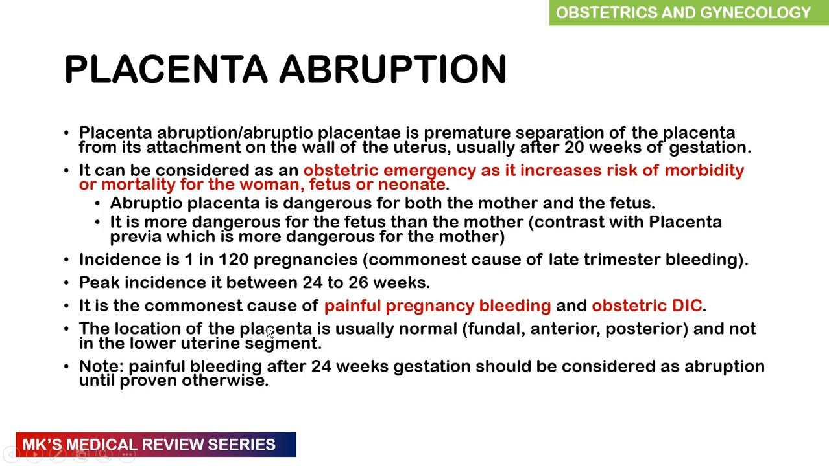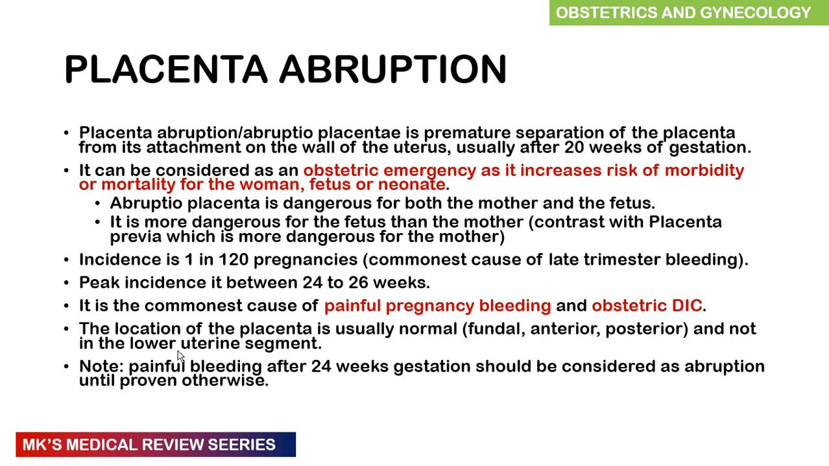And if we look at the location of the placenta as compared to placenta previa, where we have the placenta in the lower segment, here it's not. It's in the normal position, so it can be in the anterior uterine wall, posterior uterine wall, or the fundus of the uterus. Now remember that any painful bleeding that's going to be happening after 24 weeks of gestation, you should consider it as abruption until you prove otherwise.